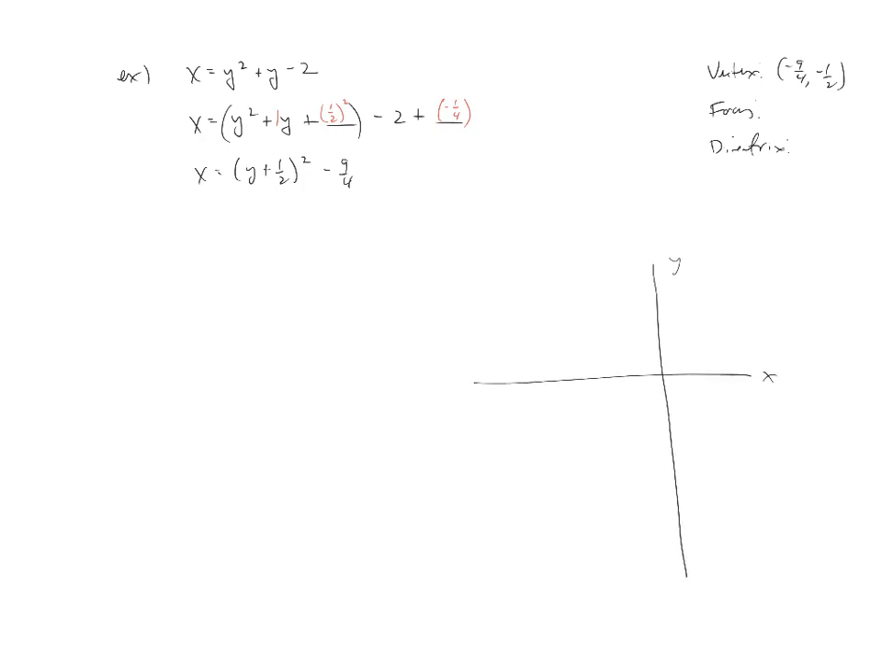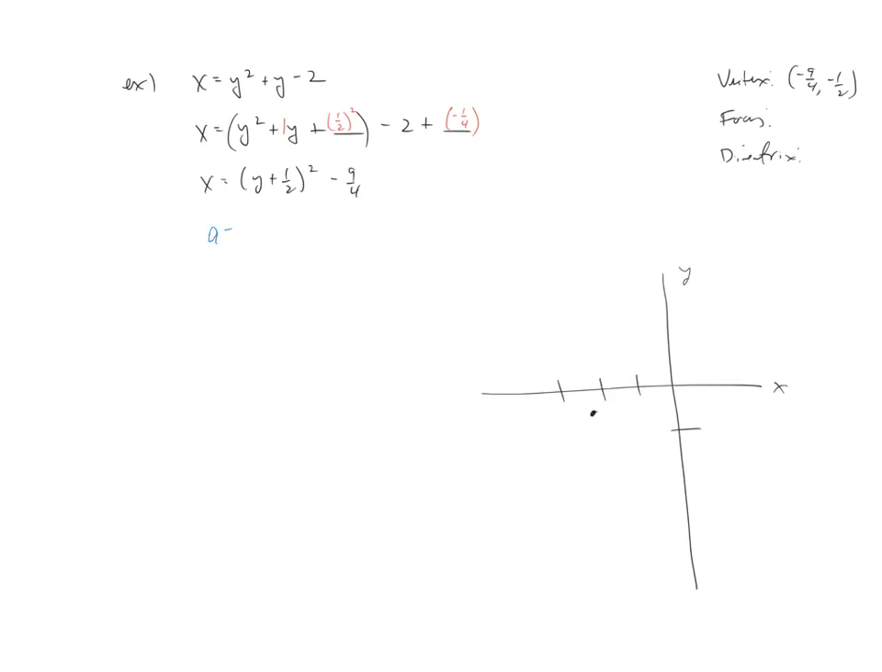So negative 9/4, 1, 2, 3, negative 1/2. So our vertex, negative 9/4 is just a little more than 2, so 2 1/4. And then we come down 1/2. So we're about right here, if I can make this look decent. Okay. So to find the p, we know that a equals 1 over 4p. For us, a is equal to 1. So p would equal 1/4.